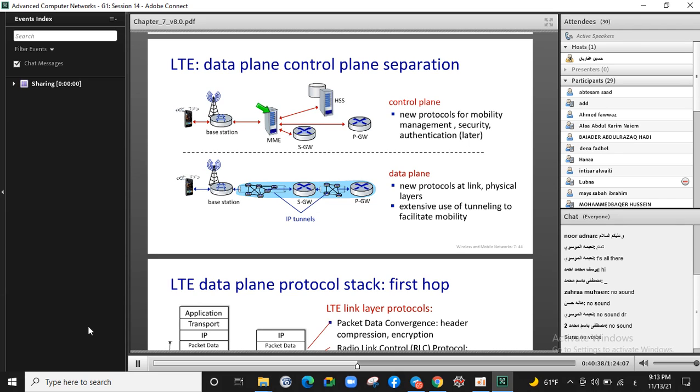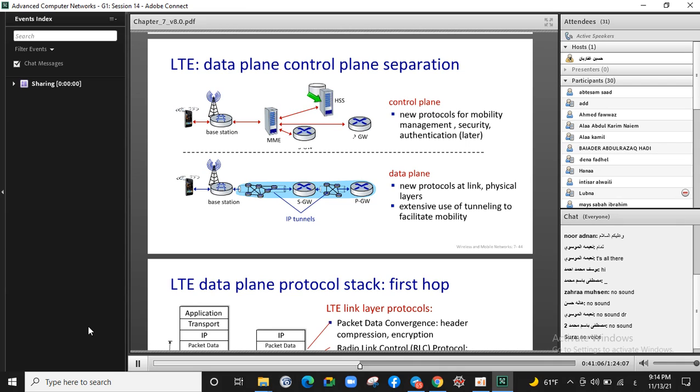this connection is moved toward MME, and then you can see there is a connection between MME and HSS service. And according to the information, then I can move the connection toward SGW or PGW.